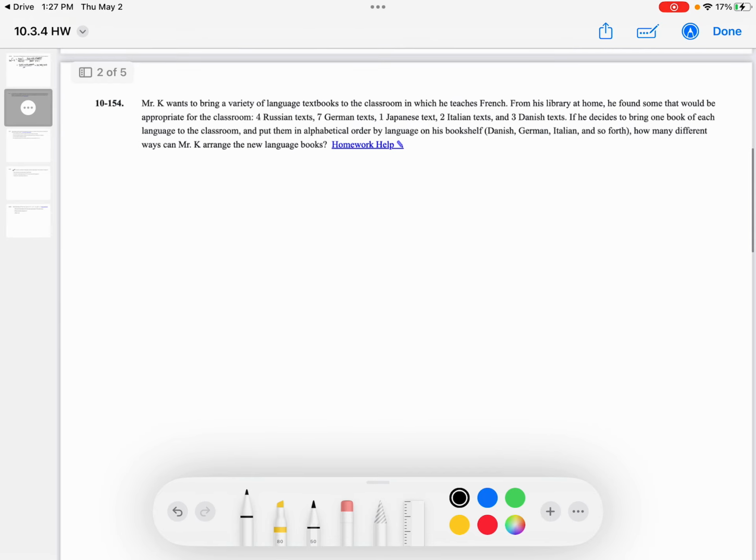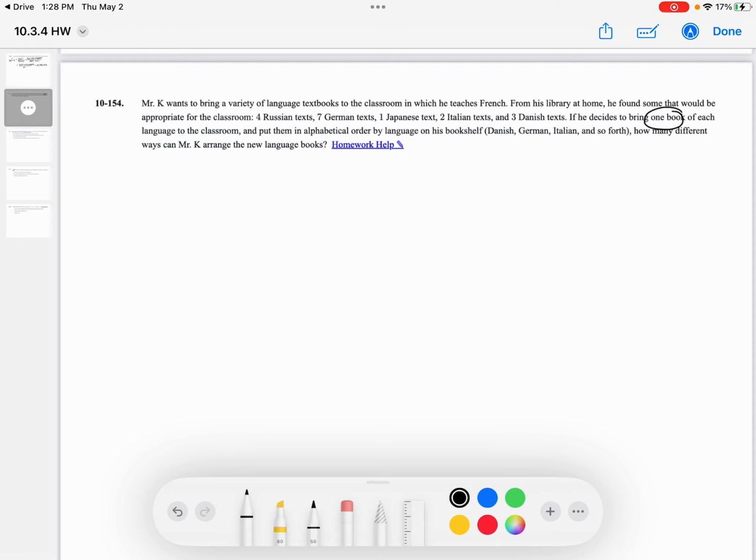Okay, let's look at problem 54. There's a lot of words here. All right, Mr. K wants to bring a variety of language textbooks to the classroom in which he teaches French. From his library at home, he found some that would be appropriate for the classroom: 4 Russian texts, 7 German texts, 1 Japanese text, 2 Italian texts, and 3 Danish texts. If he decides to bring 1 book of each language to the classroom and put them in alphabetical order by language on his bookshelf, Danish, German, Italian, and then Japanese and Russian, how many different ways can Mr. K arrange the new language books?